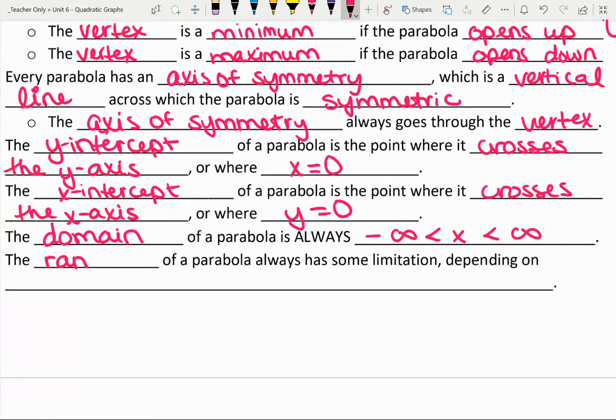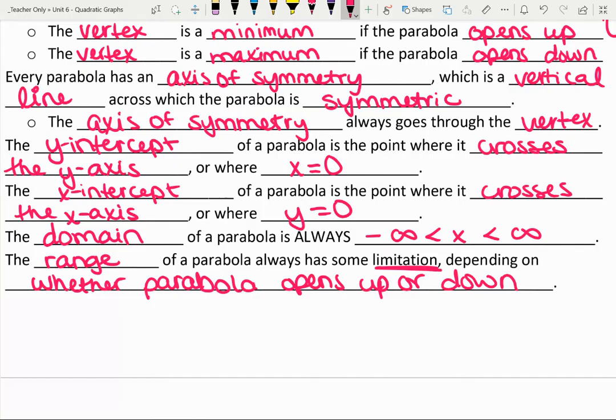The range, on the other hand, remember, the range refers to the y values that come out of the graph. And in this case, a parabola is always going to have some limitation, right? It's not going to just go from negative infinity to positive infinity. It actually depends on whether the parabola opens up or down. So it's either going to go up forever and ever and ever or down forever and ever and ever, but it's not going to go both directions.